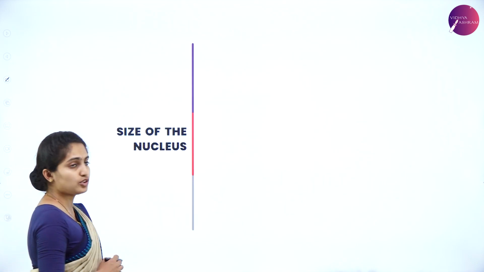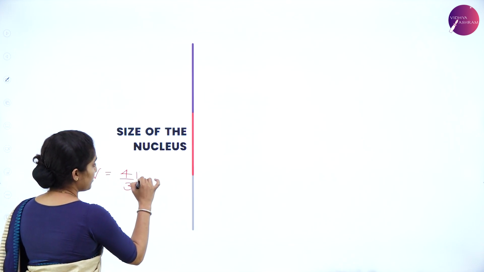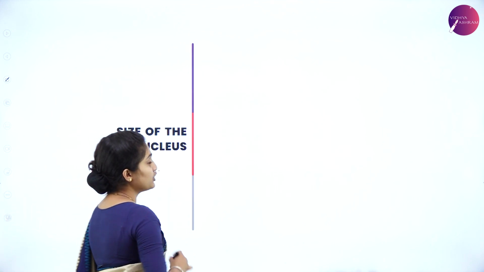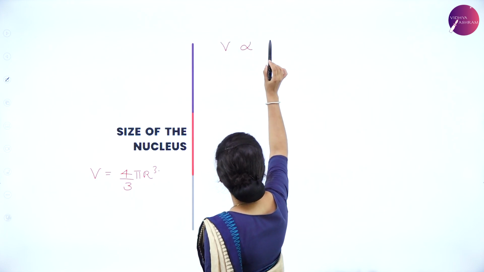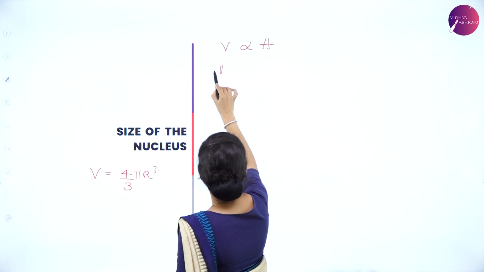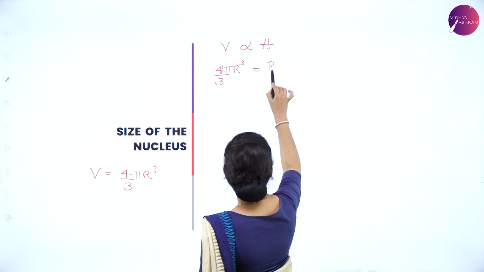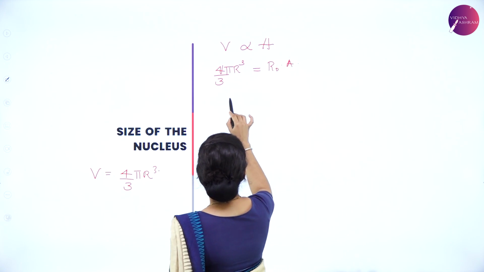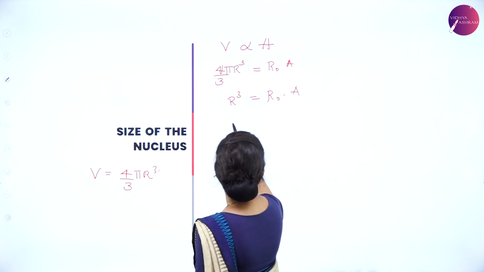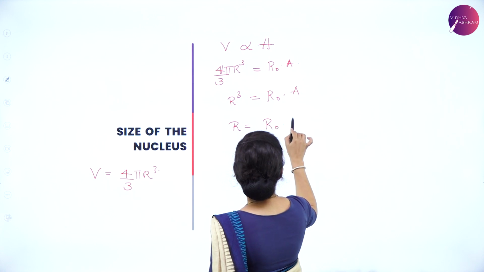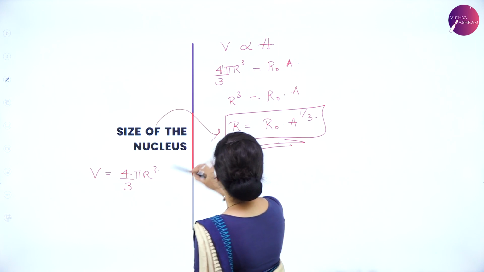Next, when we go to the size of the nucleus, you know that the volume of the nucleus is equal to 4 by 3 pi r cube, and the volume is directly proportional to the mass number. So 4 by 3 pi r cube is equal to r naught times A. So just keep r cube is equal to r naught times A. So we have r is equal to r naught into A to the power 1 by 3. So this is the radius, that is the size of the nucleus.